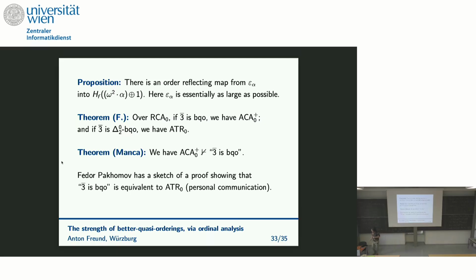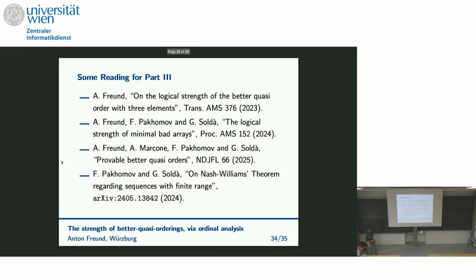So then, just for final reading, this first thing is the paper that contains all the details on what I said. And that's really the only reference for the third part, but I put some more just so that you could read more on better-quasi-orders if you were interested. So that's the paper that I mentioned earlier, that this minimal bad array lemma is equivalent to pi-1-2 comprehension. Then we have a paper with Alberto Marcone about a full classification of finite better-quasi-orderings that are provable bqos in weak systems.